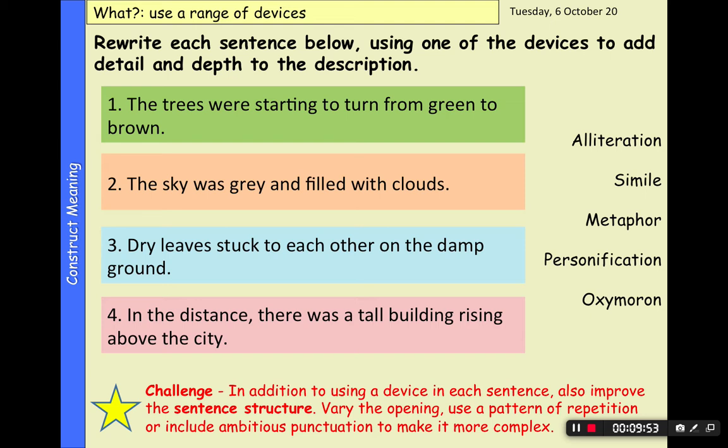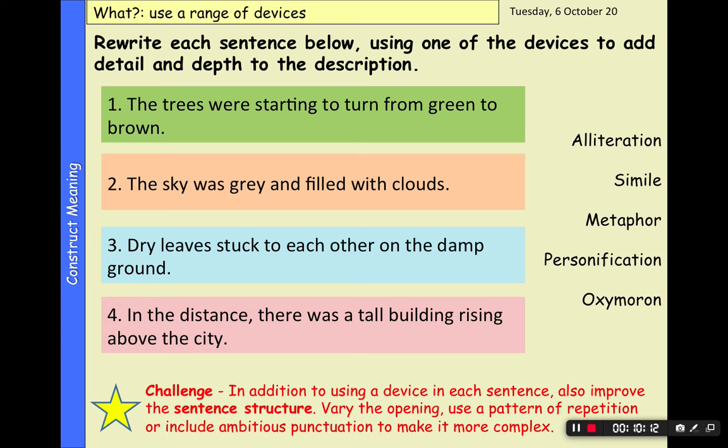So for each sentence, I would like you to rewrite it. Try to use one of the devices from the right. Actually, you need to use a device in each sentence. And try to use 4 different ones, one for each sentence. And if you're really trying to be sophisticated, maybe you could use 2 devices in one sentence.